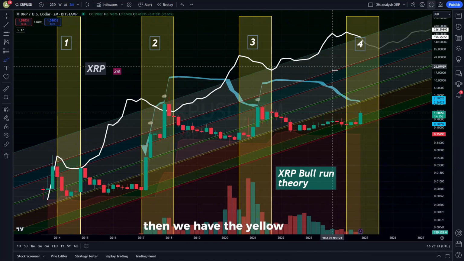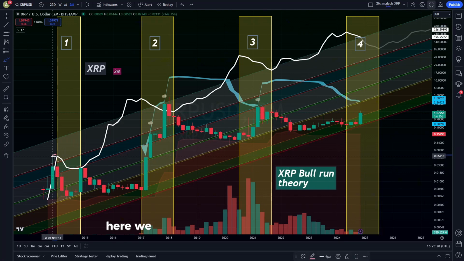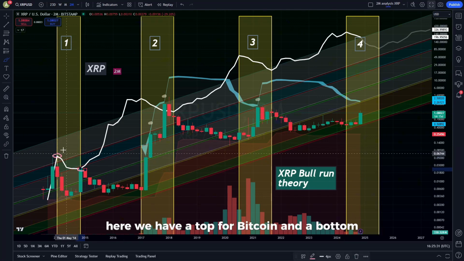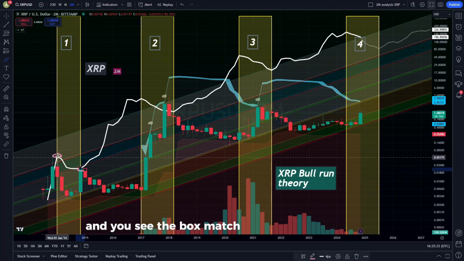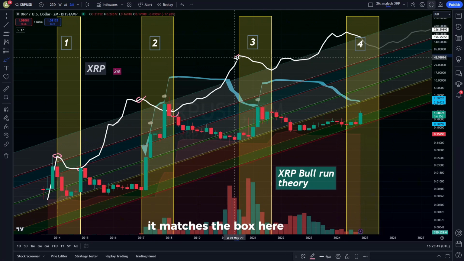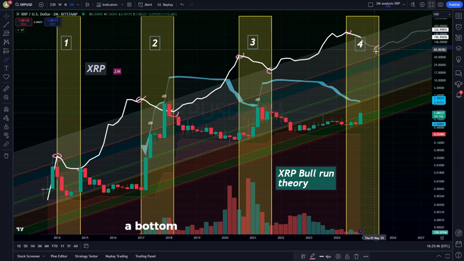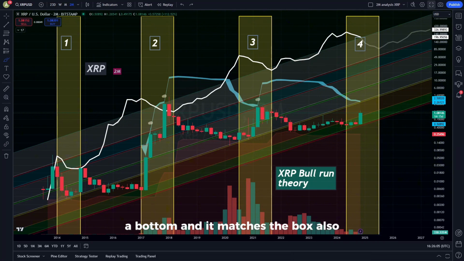Then we have the yellow boxes. How did I draw those boxes? It's very simple. Here we have a top for Bitcoin and a bottom, and you see the box matches the top and the bottom. Here is the same: we have a top and a bottom, and it matches the box. Here a top, a bottom, it matches the box. And here a top, a bottom, and it matches the box also. And now we can start making some observations.